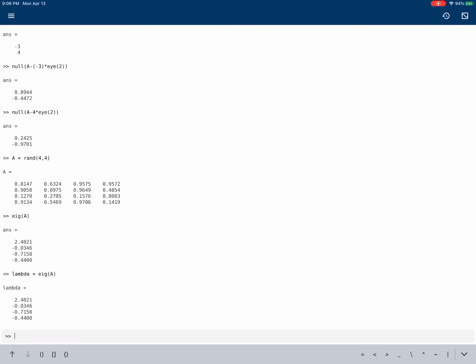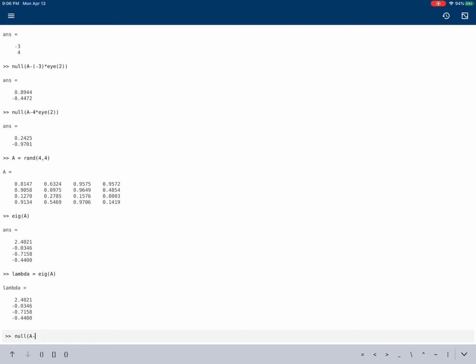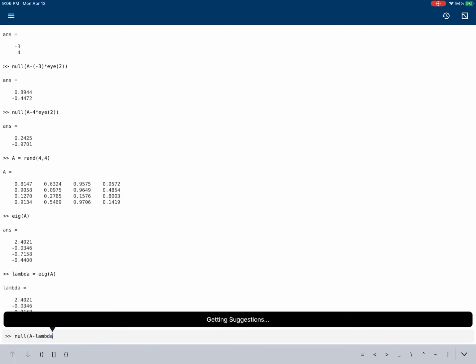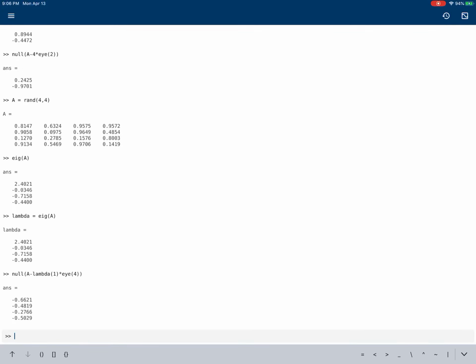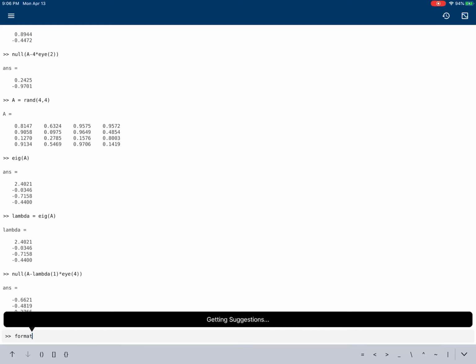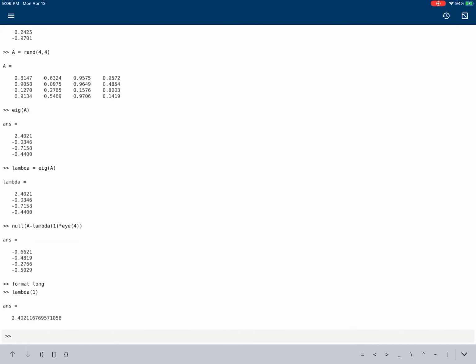There we go. So those are my eigenvalues. Let's go ahead and do null space of A minus the first eigenvalue times the 4 by 4 identity matrix here. All right, so it looks pretty darn close. Okay, so we get really lucky with that amount of precision in the eigenvalue. But let's see, so format long. Let's have a look at how long lambda 1 is.